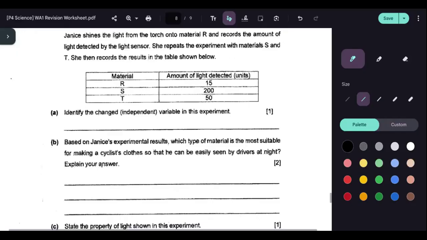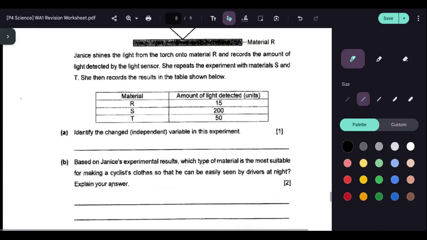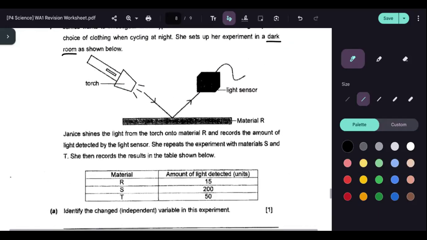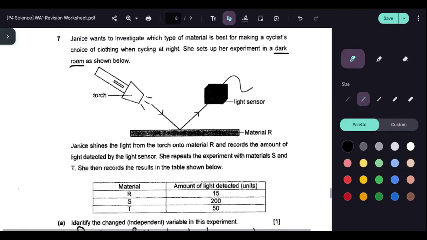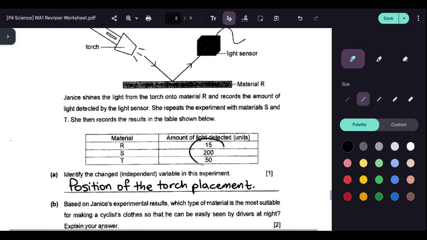She repeats the experiment with materials S and T, and then she records the findings below. First, identify the change variable in the experiment. Variable means something that you can change. Like for example, the distance of the light and whatnot, right? This one, the one that is changed is the position of the torch placement. Because you see the torch is shine here, so if I move this a little back, the light detected here will also change.